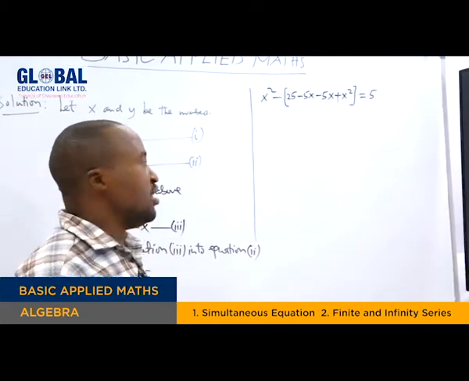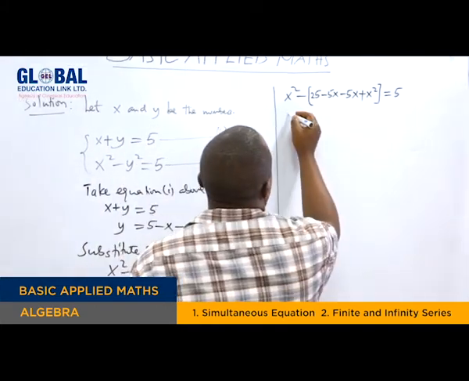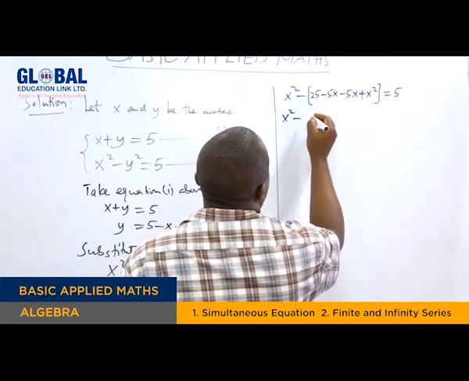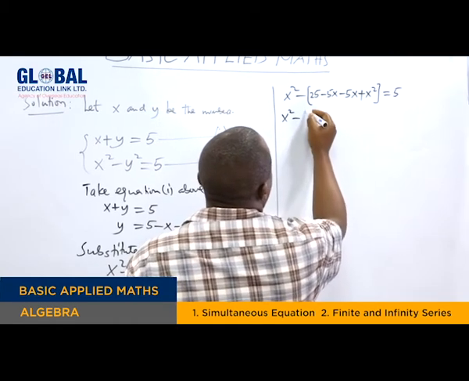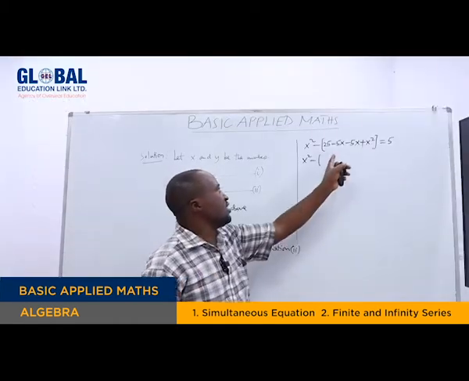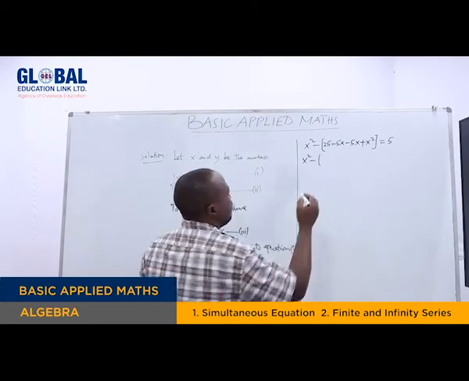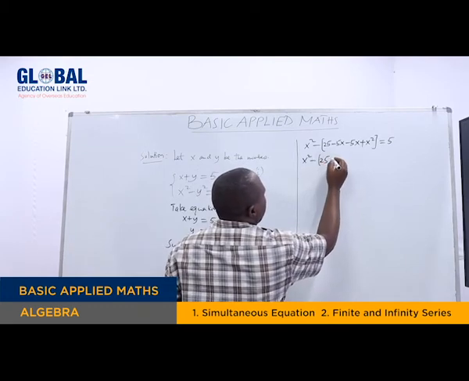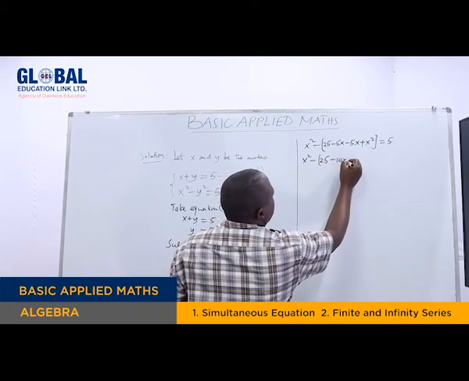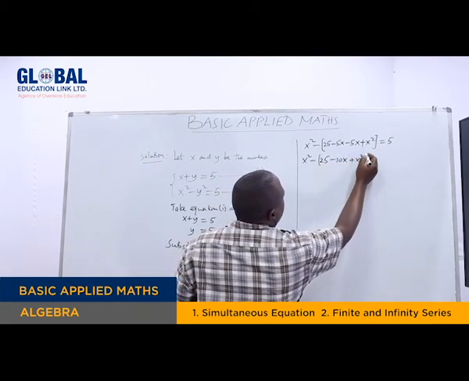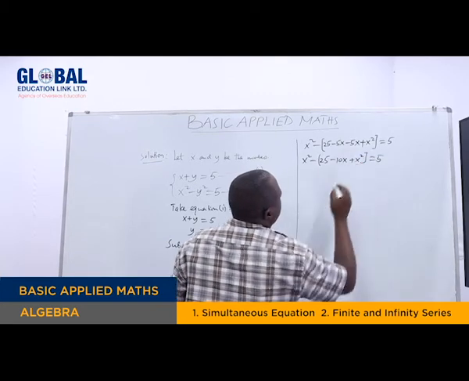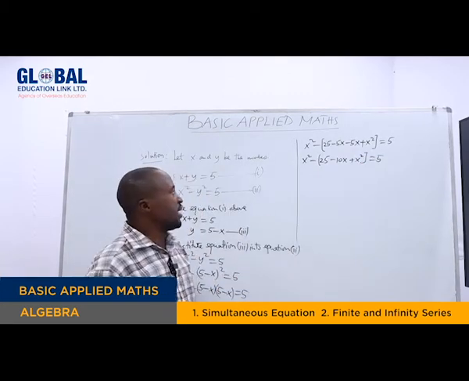Now let us open the brackets. We are going to have x squared minus. So now before opening the bracket, let us add negative 5x and negative 5x. So we're going to have negative 25 minus 10x plus x squared is equal to 5. Now we open the bracket.